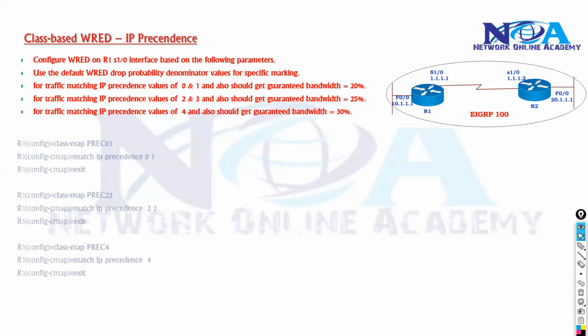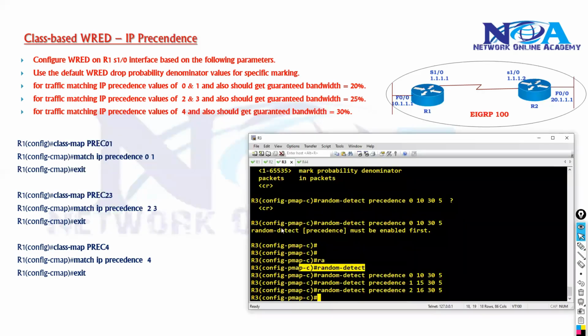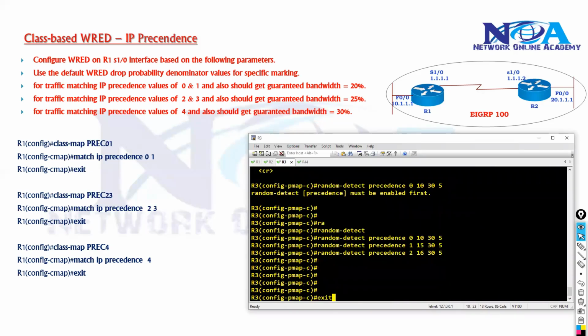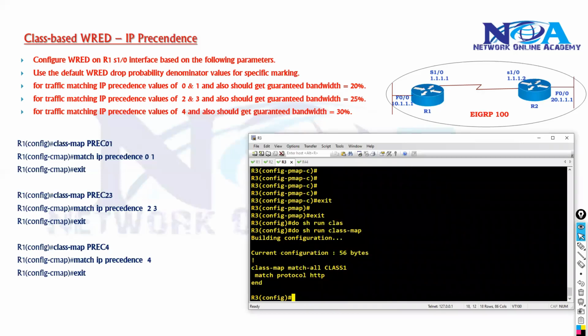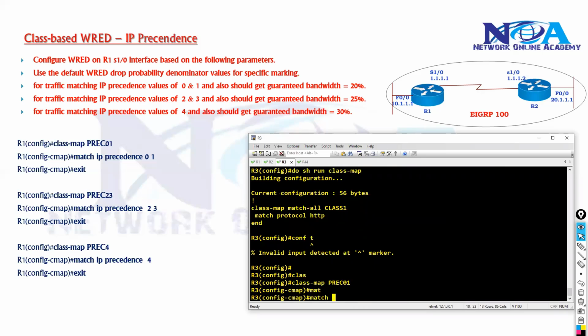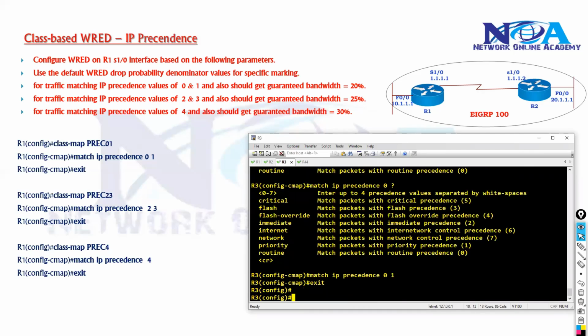So the first step, we need to create class maps, which are going to classify the traffic. So I'm going to create the class map here, let's say on one of these routers. I'll do it on the router here. I'm going to create a class map where I match the precedence values 0 and 1. So anything with 0 and 1, that's the first class map.